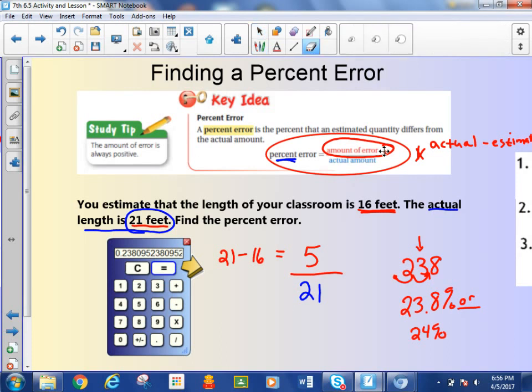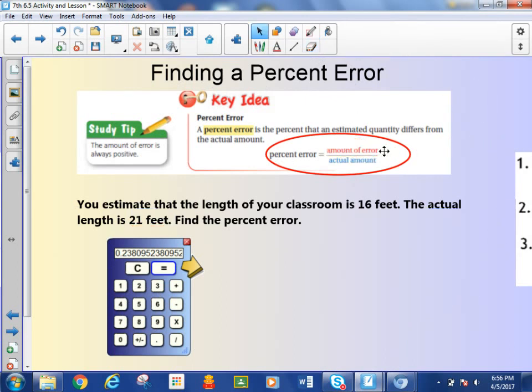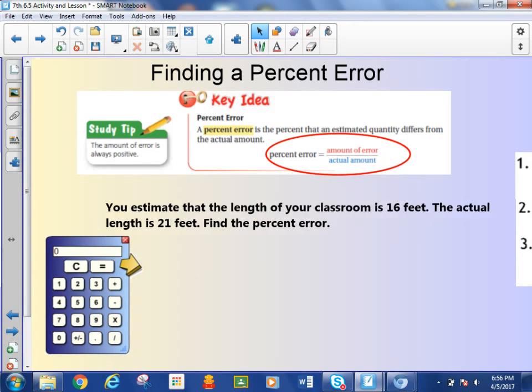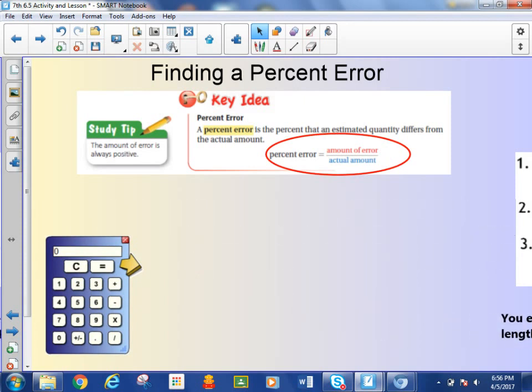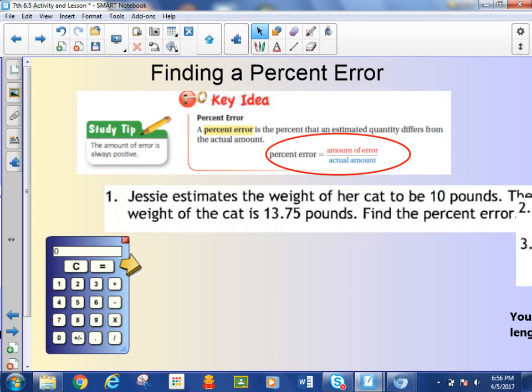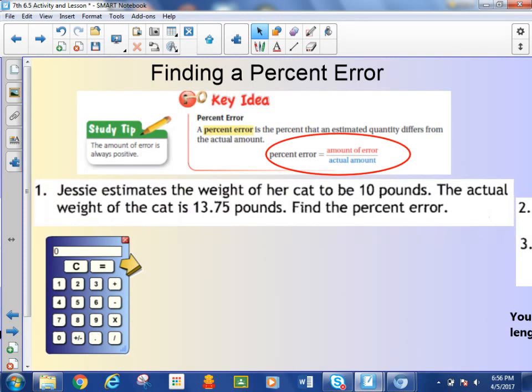Okay, so we're going to go ahead and try a few of these. Remember, the first step is always to find the difference between your estimated amount and your actual amount, and then you're going to divide by your actual amount. Jessie estimates the weight of her cat to be 10 pounds. The actual weight of the cat is 13.75 pounds. Find the percent error. So here's our actual weight, so that's going to be our bottom.